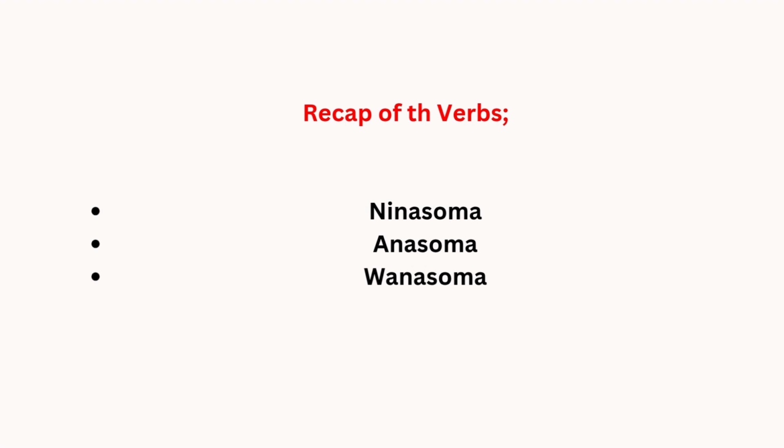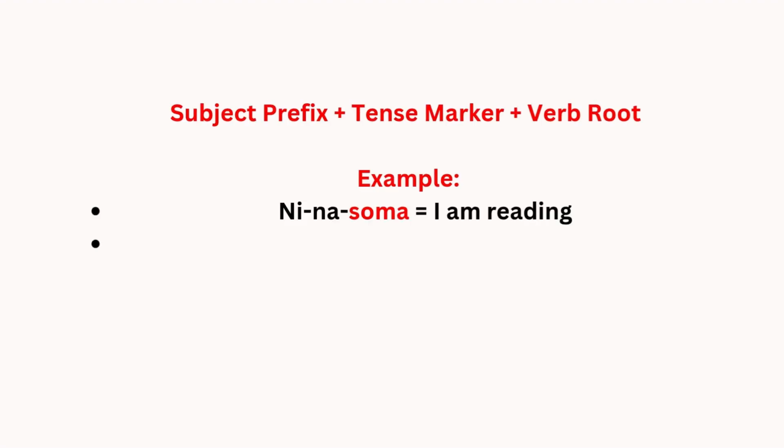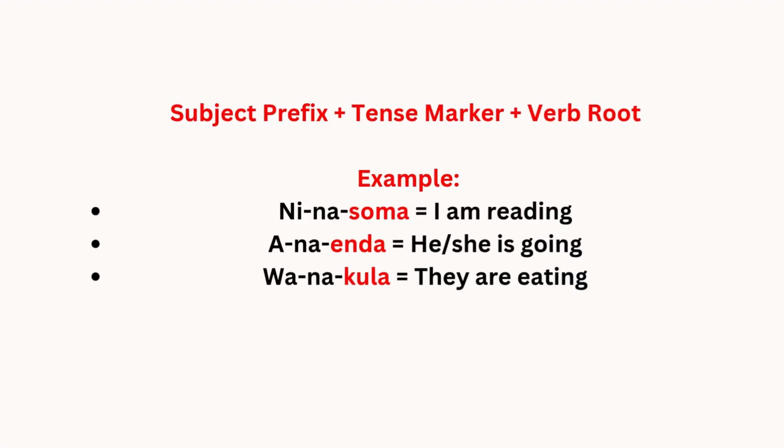Wanasoma. We have the subject prefix of the plural of the second person, which is wa, and na is happening right now, and soma, which means they are reading. All right, so it's wanasoma. If it's like the way we had before, like they are eating, it is wanakula. Wanakula, right?